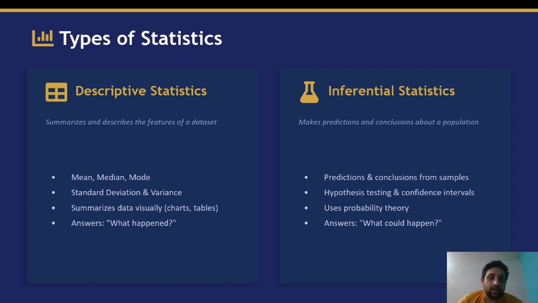On the other hand, inferential statistics goes a step further by making predictions about a larger population based on a sample. It uses probability, hypothesis testing, and confidence intervals to answer what could happen. For instance, predicting election results by surveying a small group of people. Together, these two types help us both understand past data and forecast future outcomes.